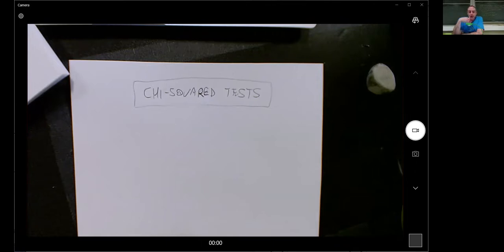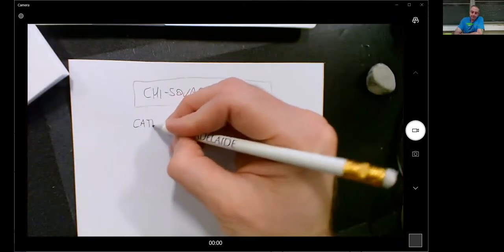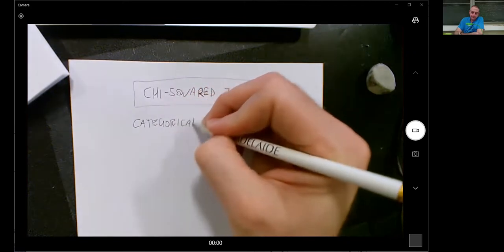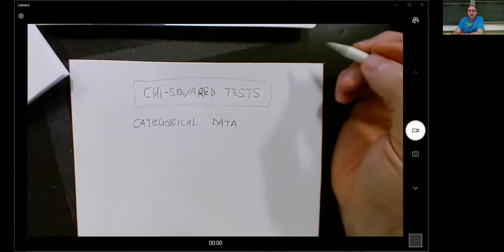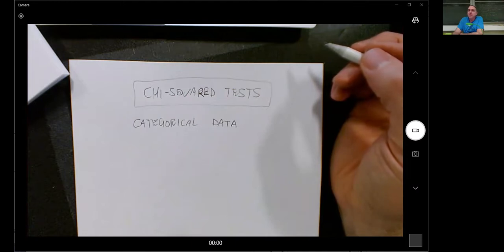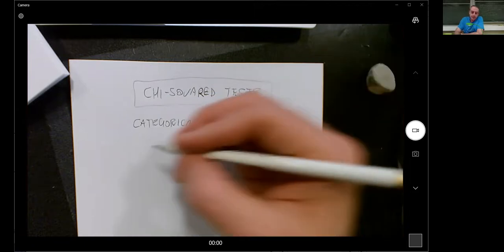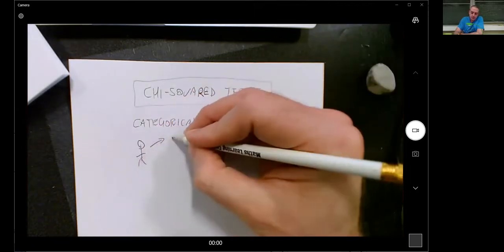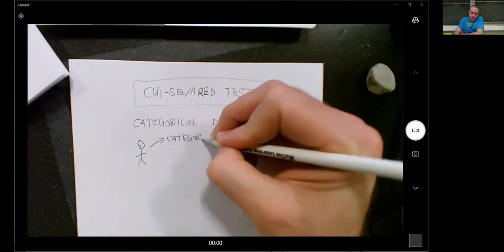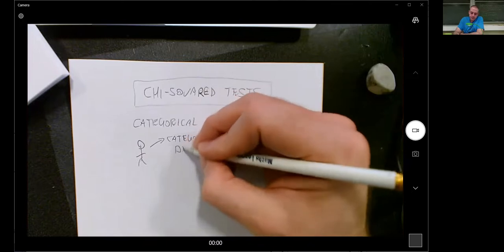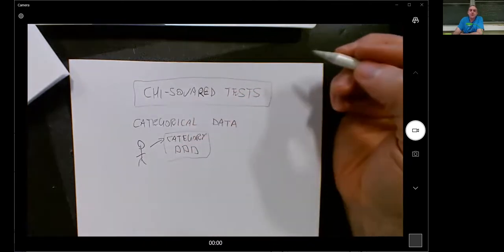So the chi-squared tests, there are two of them, and they deal with categorical data. When I say categorical data, I mean that each individual person or object involved, like the subjects of the experiment, each individual one of them has categories recorded about them, categorical variables recorded about each individual. That's sort of what I mean.